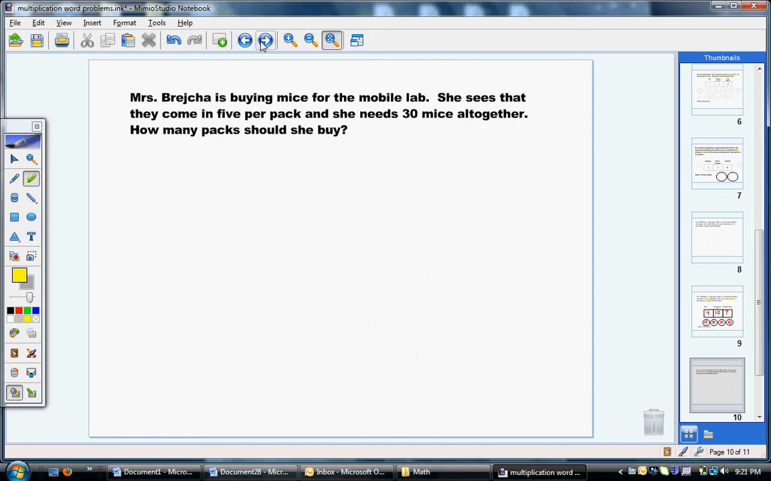One last problem to do on your own. Mrs. Bricka is buying mice for the computer lab. She sees that they come in 5 per pack, and she needs 30 mice altogether. How many packs should she buy? Remember, the first step is to draw the diagram. Look back at the problem to try to figure out what are the labels that go across the top.